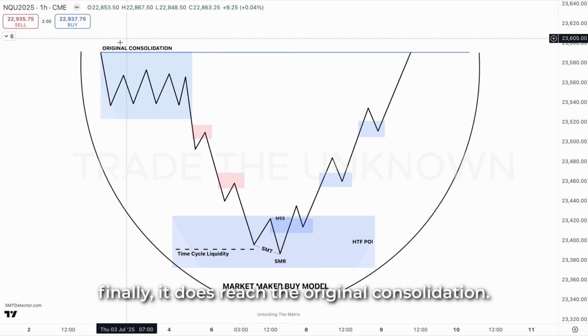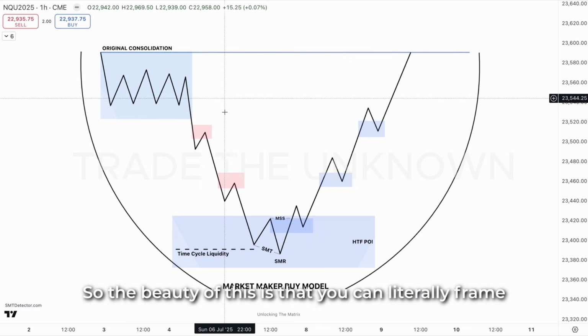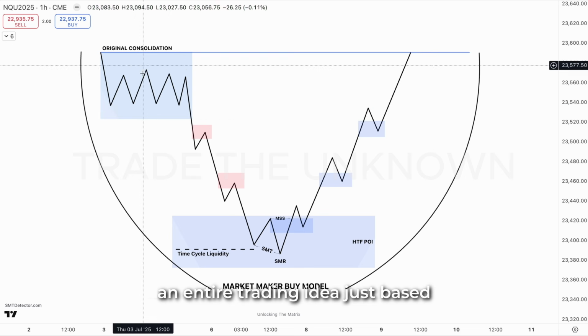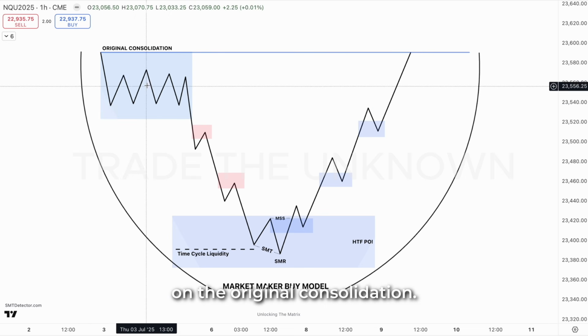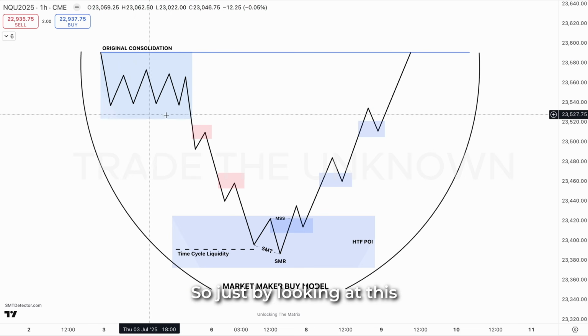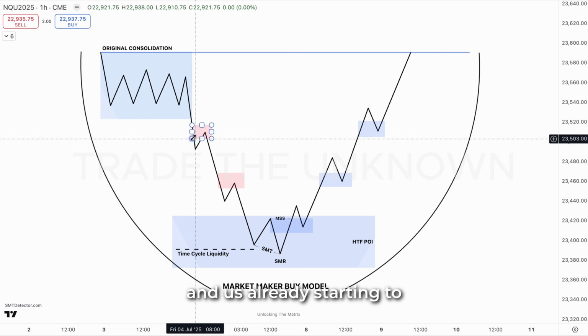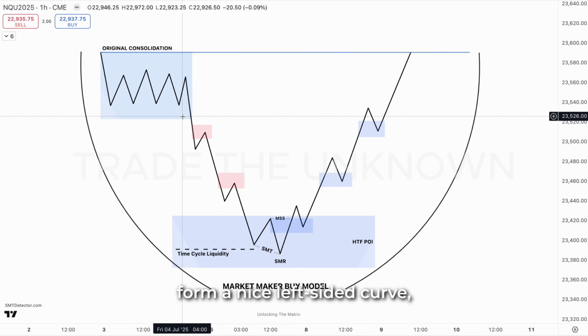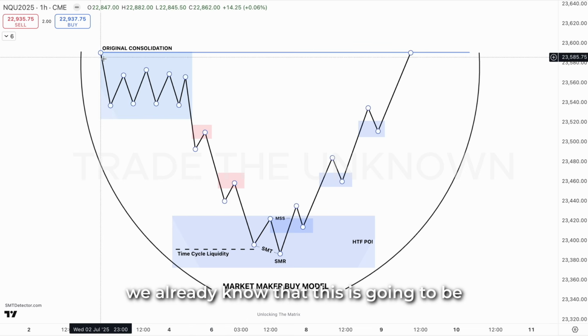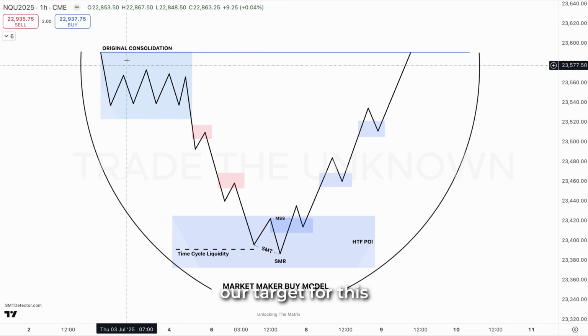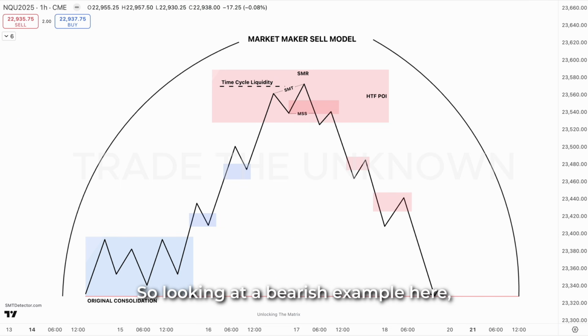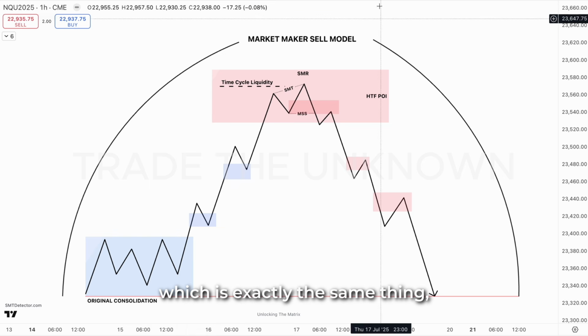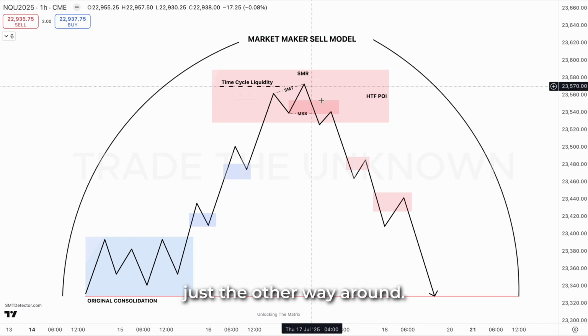And then boom, finally it does reach the original consolidation. So the beauty of this is that you can literally frame an entire trading idea just based on the original consolidation. Just by looking at this and us already starting to form a nice left side of the curve, we already know that this is going to be our target for this entire market maker model. Looking at a bearish example here, which is exactly the same thing, just the other way around.